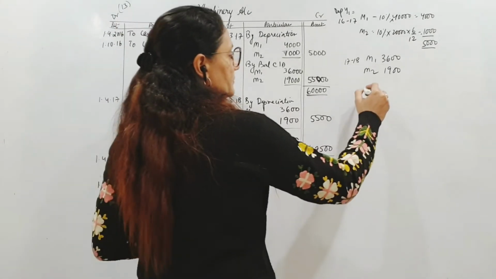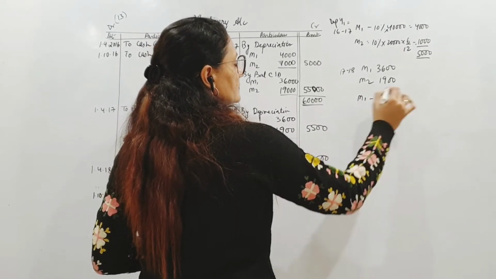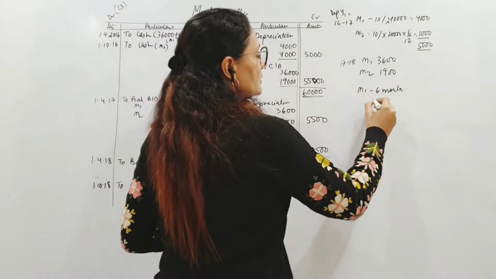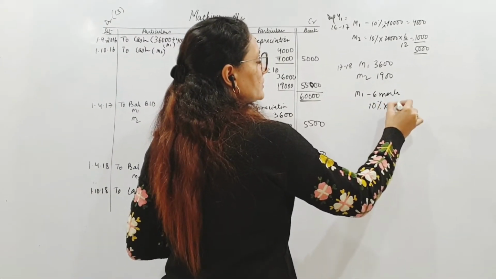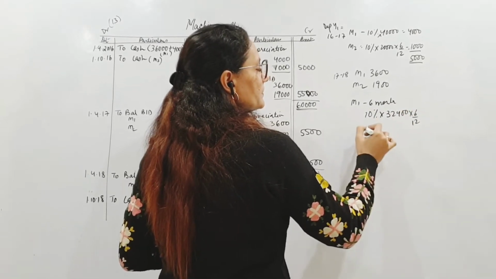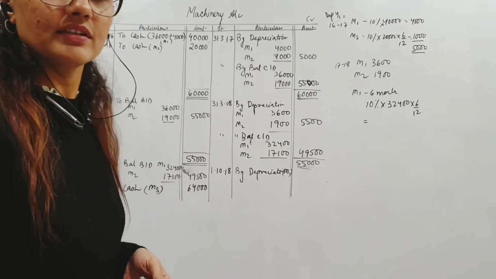Let us find out M1 depreciation. M1 depreciation for 6 months. What is the written down value? 32,400. So 10% of 32,400 into 6 months. That's the depreciation to be charged on the asset being sold. Now it is easy, no?